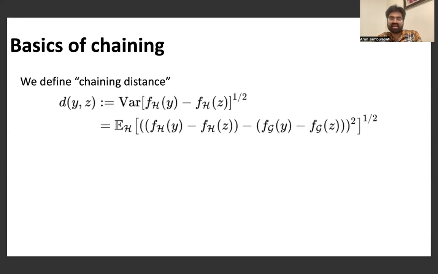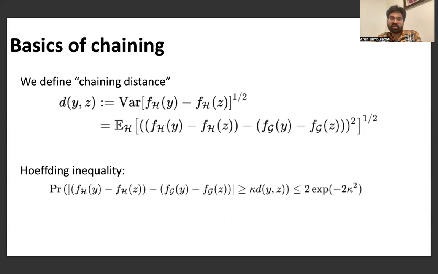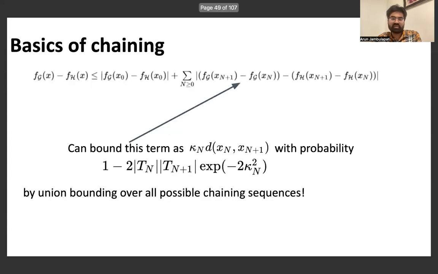To do this, we're going to actually define something known as the chaining distance, which bounds the variance in sampling for measuring the error between the hypergraph energy of y and the hypergraph energy of z. The reason for doing so is that we can say that the probability that the nth term in the summation on the previous slide is much larger than the chaining distance function is bounded by some exponential in negative kappa squared, via Hoeffding's inequality. Therefore, the probability that this term is ever larger than this multiple of the distance function is smaller than this thing by Hoeffding's inequality and a union bound over all possible chaining sequences.